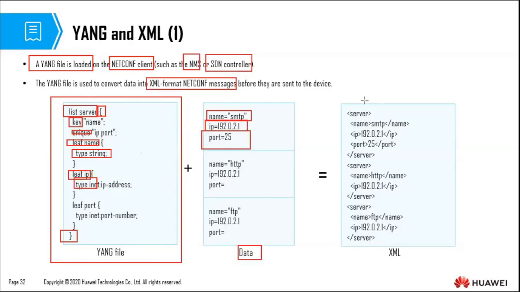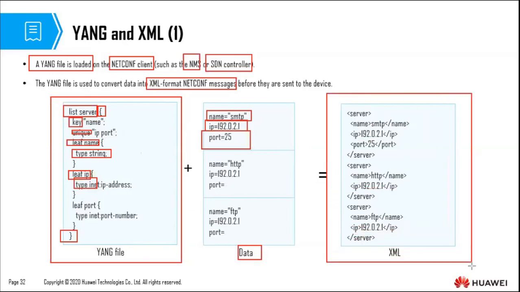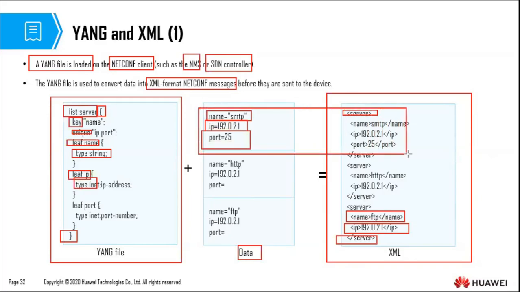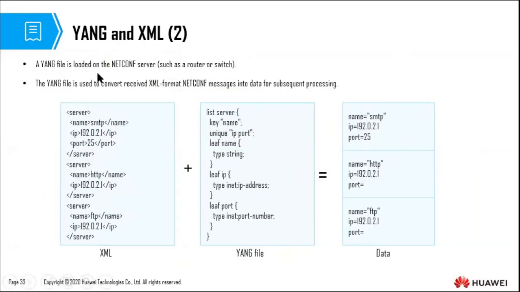Both of them now can be combined into this XML file that can now be sent over the network. So server, close server. You can see IP, name, like that. So we're just sending the same data, modeled like this. Now you can see we have the name, SNMP, SMTP, the IP, and the port number. So that's how we do it.